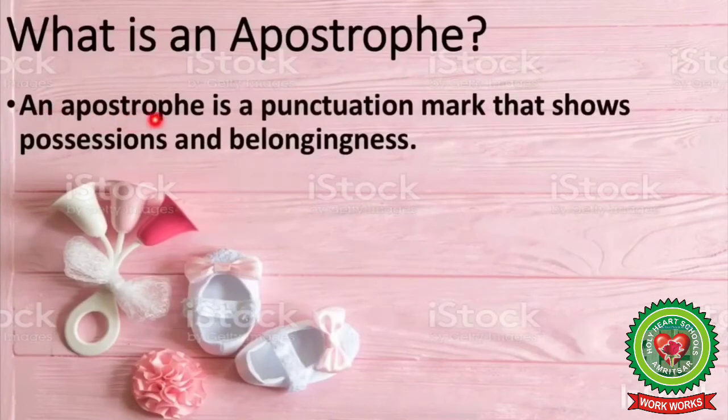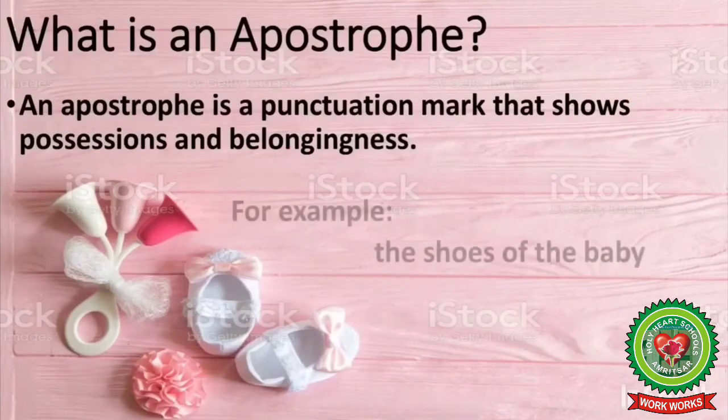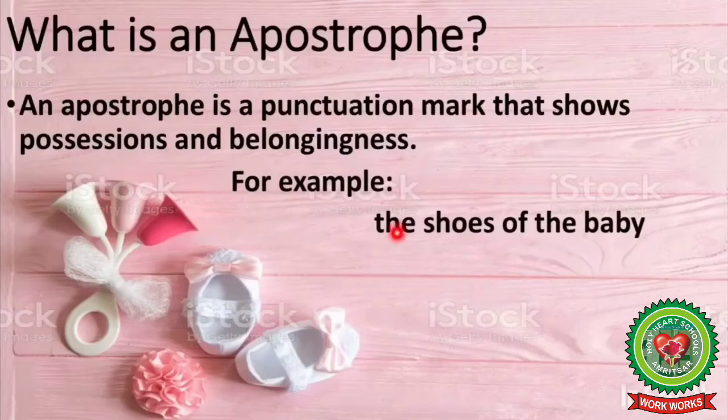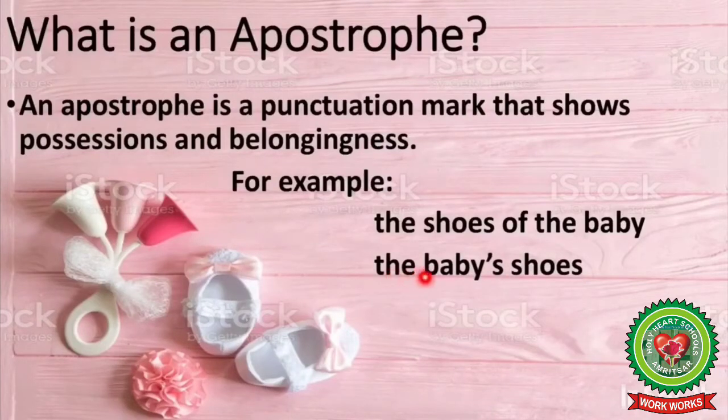An apostrophe is a punctuation mark that shows possession and belongingness. Look at the example: the shoes of the baby. Here we are talking about the shoes of the baby. It can be written in this way: the baby's shoes. Here students, baby is a singular noun. That's why we have added apostrophe s, and shoes shows possession towards the baby.